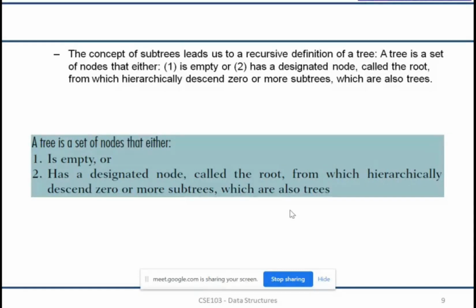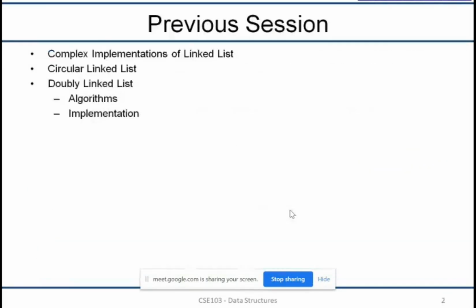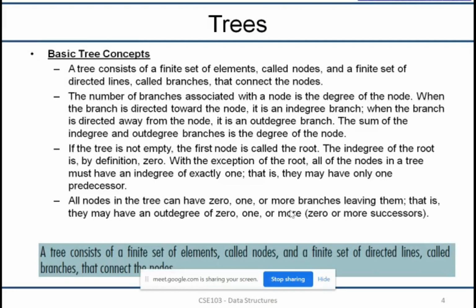So in today's session, we will continue the nonlinear data structure, the tree concept. In our last session, we started discussing nonlinear data structures. What is a nonlinear data structure? Under nonlinear data structures, we are going to discuss trees and graphs. So first we started with trees. What is a tree and what are the important terminologies of a tree?